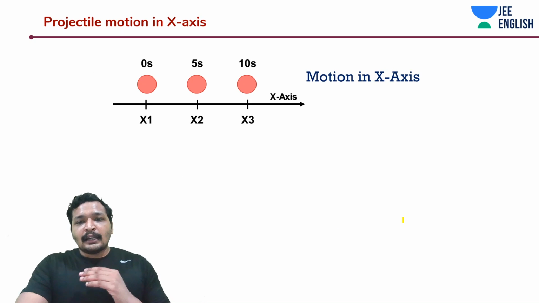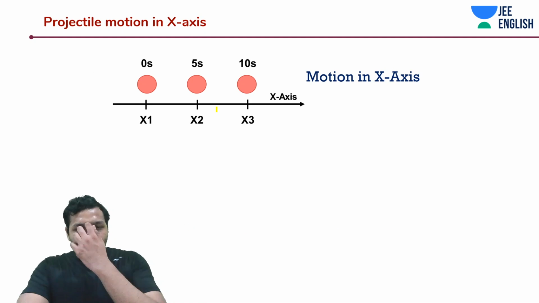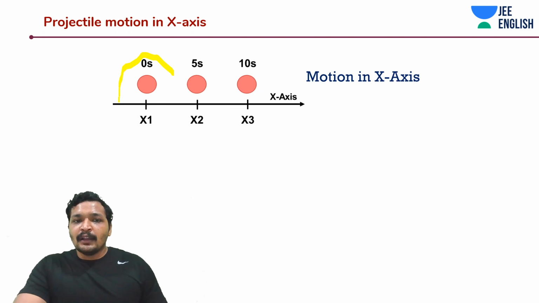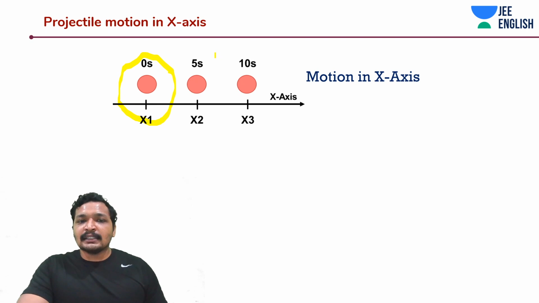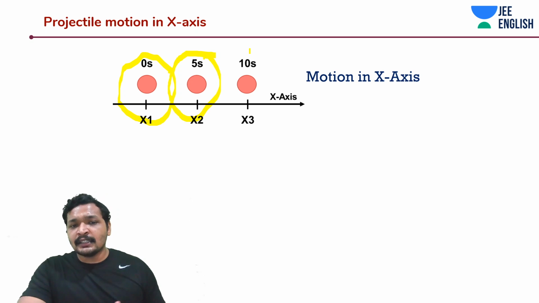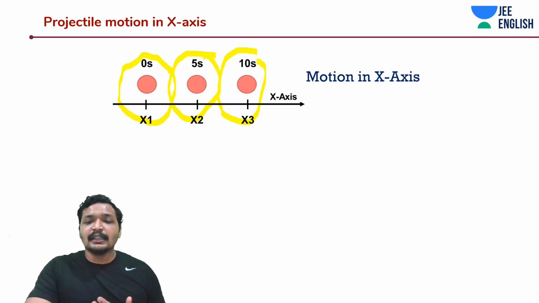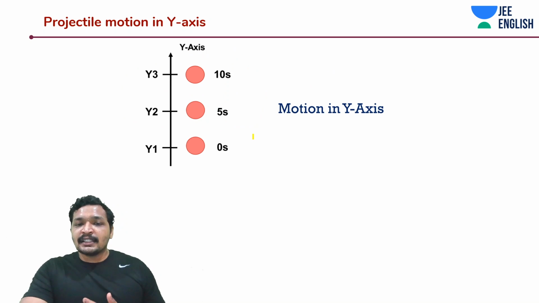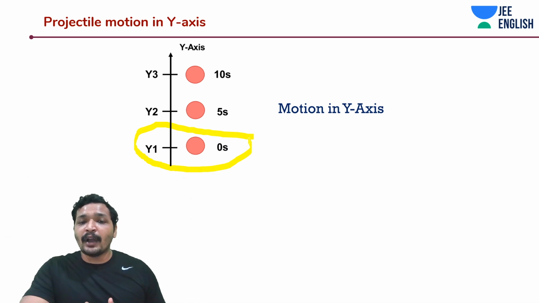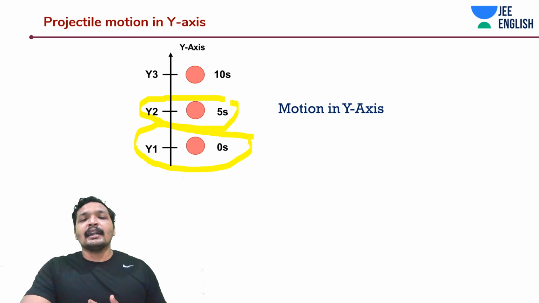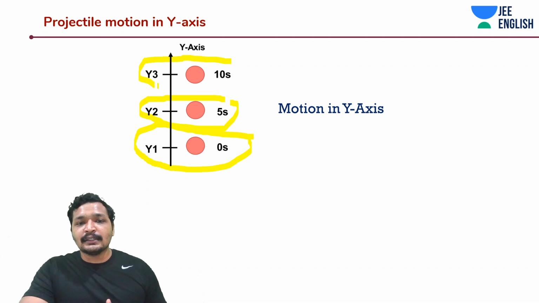And when you look at it from the x-axis point of view, it looks something like this. With time, it is changing all along the x-axis. So at 0th second, it is at some point x1. At 5th second, it is at some point x2. And at 10th second, it is at some point x3. And similarly, it's changing along the y-axis too. At 0th second, it is at point y1. At 5th second, it is at point y2. And at the 10th second, it is at point y3.